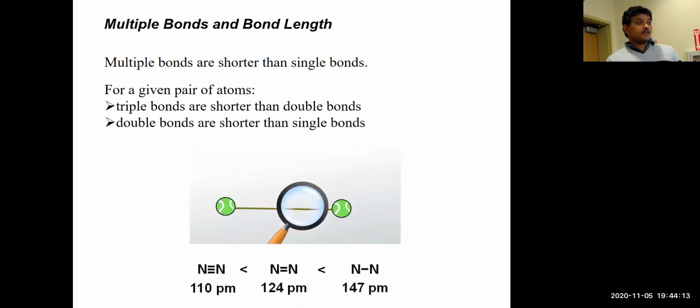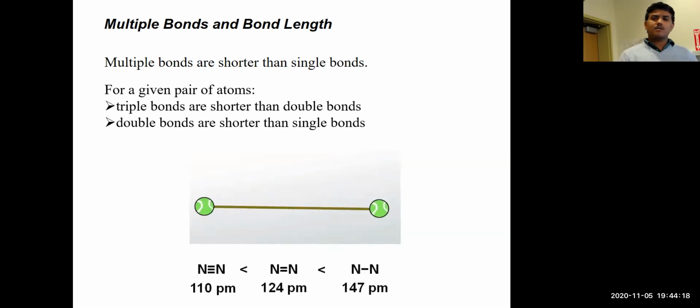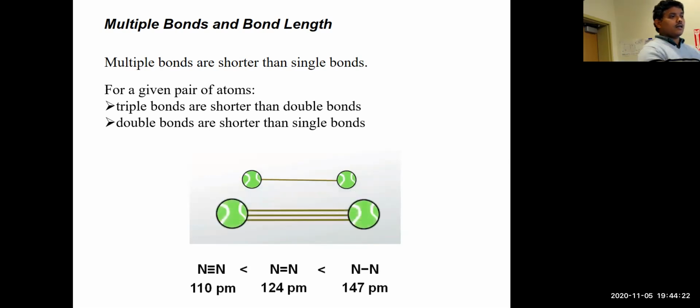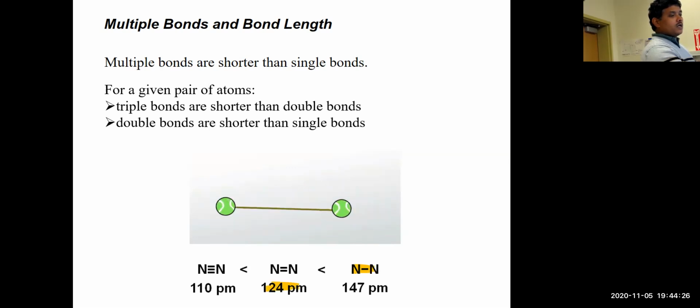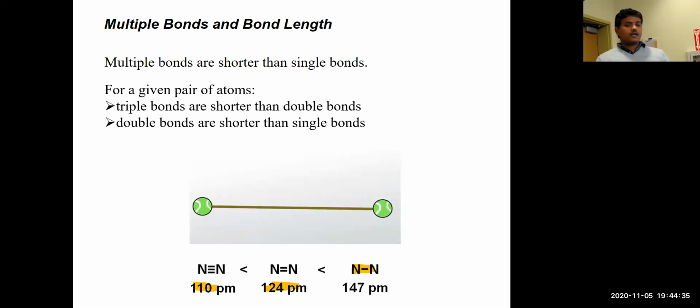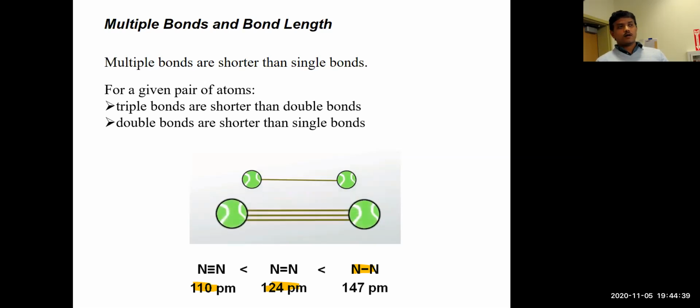Here, I just have some data for you, what we just discussed in the previous slide. It's kind of redundant, but I just want to highlight it again. Here you can clearly see that the N–N single bond is longer than the N=N double bond, and the N=N double bond is longer than the N≡N triple bond. So this is the logical explanation, or logical link, between multiple bonds and bond length.